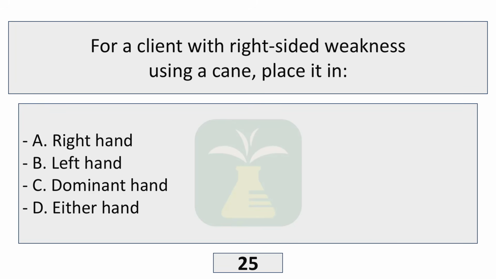For a client with right-sided weakness using a cane, place it in A. Right hand. B. Left hand. C. Dominant hand. D. Either hand. Correct answer. B. Left hand. Cane use opposes the affected side for balance.